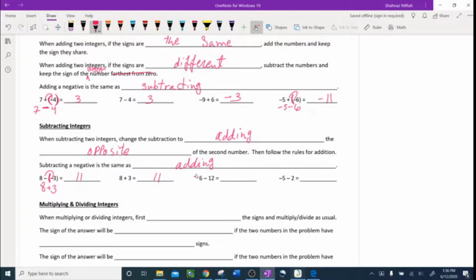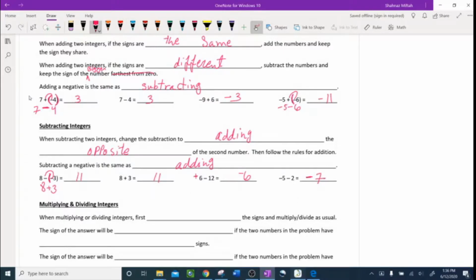Now this one, 6 has a positive on the left. Every number has a sign on the left. If it doesn't have a sign, it's positive. When you subtract different signs, it's going to give me negative 6, and you keep the sign of the bigger number. Again, same signs, we're going to add, and we're going to keep what? Keep the sign.